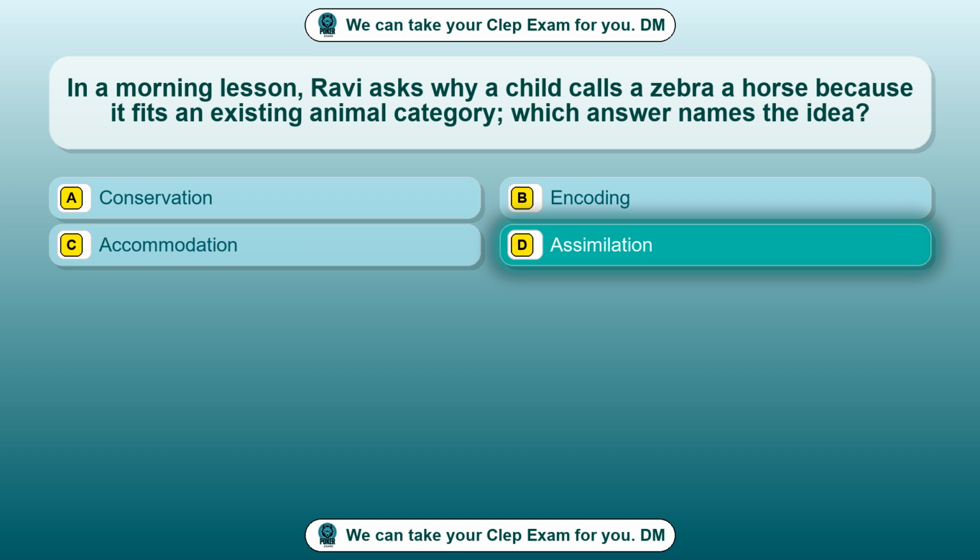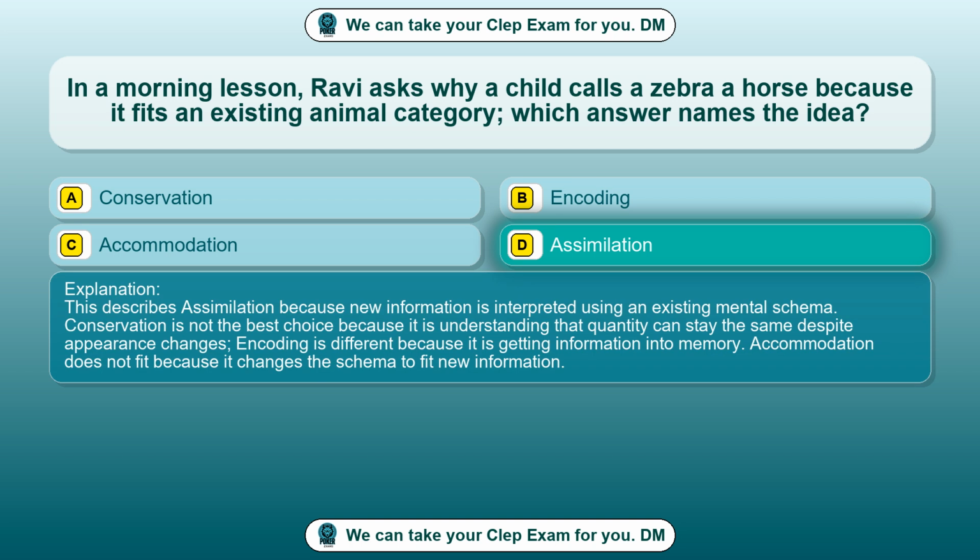Assimilation. This describes assimilation because new information is interpreted using an existing mental schema. Conservation is not the best choice because it is understanding that quantity can stay the same despite appearance changes. Encoding is different because it is getting information into memory. Accommodation does not fit because it changes the schema to fit new information.